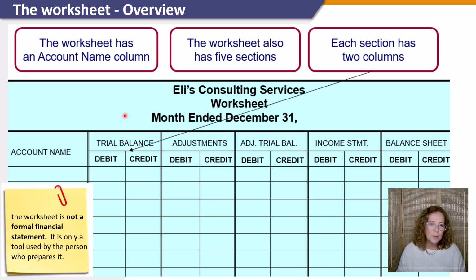The worksheet has multiple sections: the account name in the first column, the trial balance debit and credit columns, the adjustments section with the debit and credit column, and the adjusted trial balance, which is calculated by taking the amounts from the trial balance plus or minus the adjustments. The last two sections are for the income statement and balance sheet.